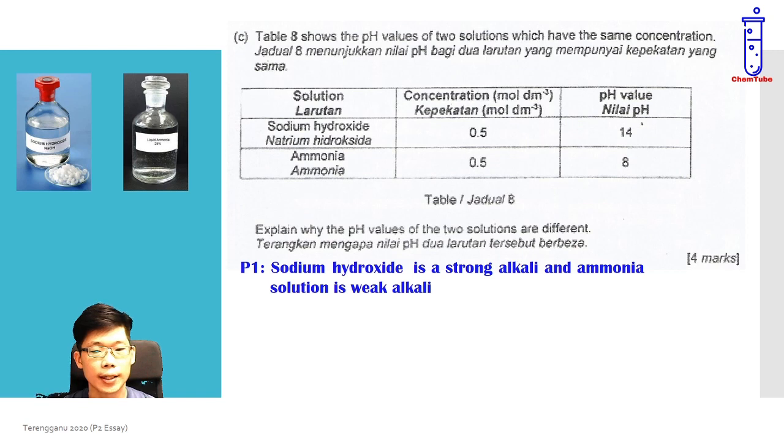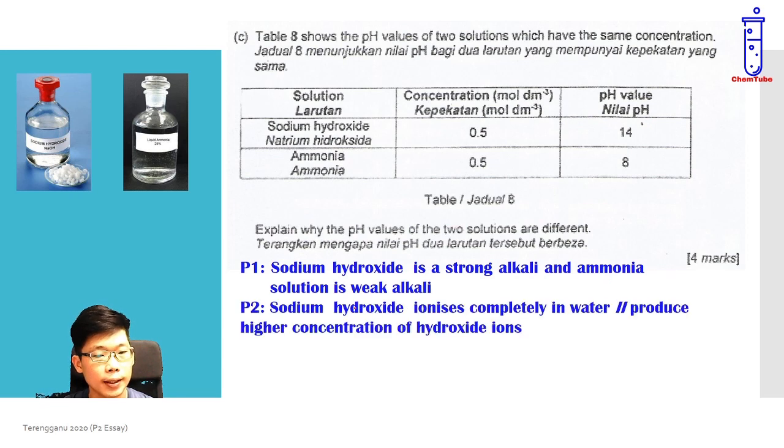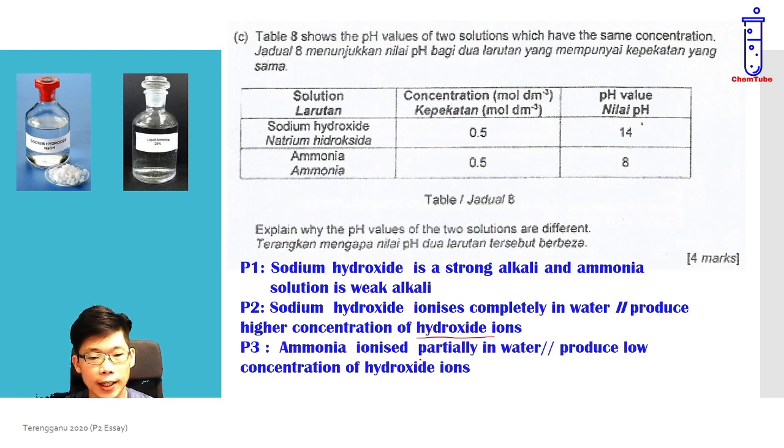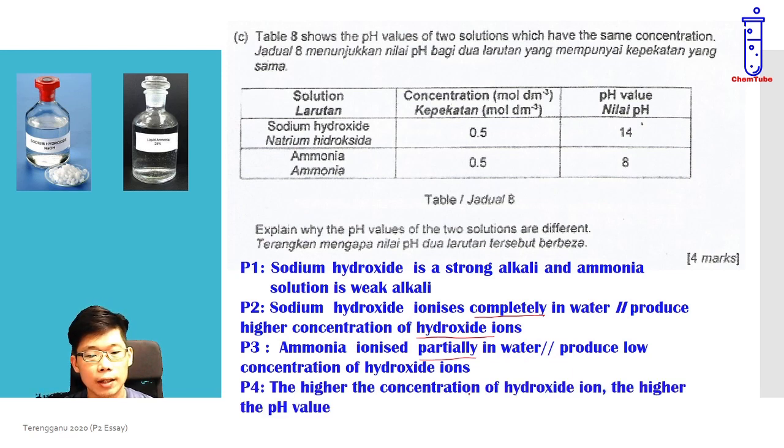Point number 1, sodium hydroxide is a strong alkali and ammonia is a weak alkali. Sodium hydroxide ionizes completely in water to produce a high concentration of hydroxide ions. For alkalis, the ions responsible are hydroxide ions. Ammonia ionizes partially in water, and produces a low concentration of hydroxide ions, whereas the strong one ionizes completely. So the higher the concentration of hydroxide ions, the higher the pH value. So 4 marks, 4 points.